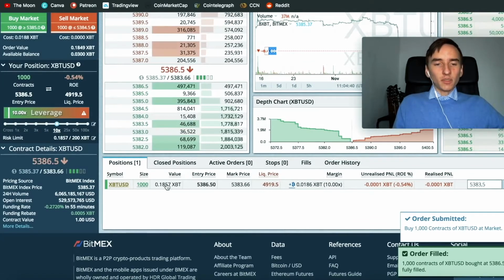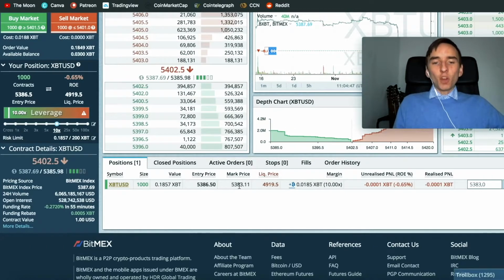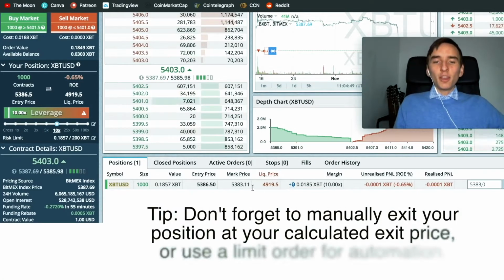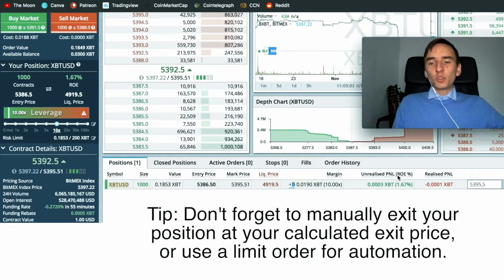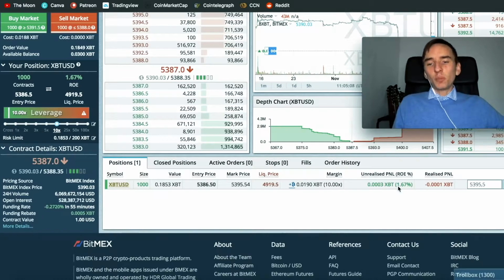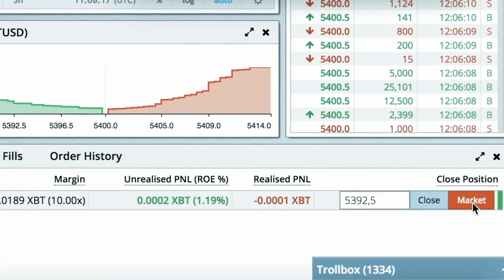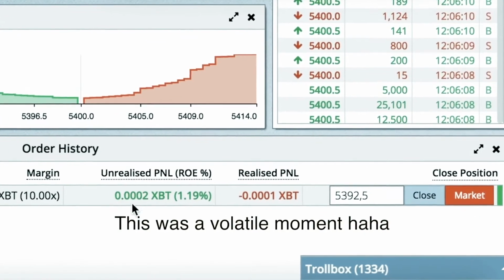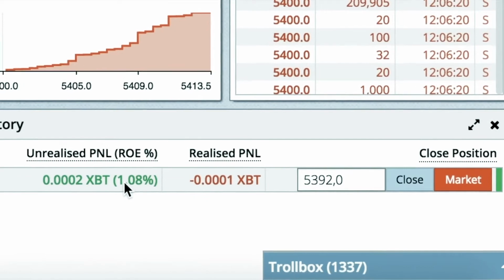1,000 contracts, the value of our position, the entry price is where we went in, market price is the current value of Bitcoin, and liquidation price is where we get liquidated. And here you have the return on equity right now. So exactly right now, I'm actually up 1.7% already. So this means that if I close this position exactly right now at market, I am going to realize this profit, which is about 1%.